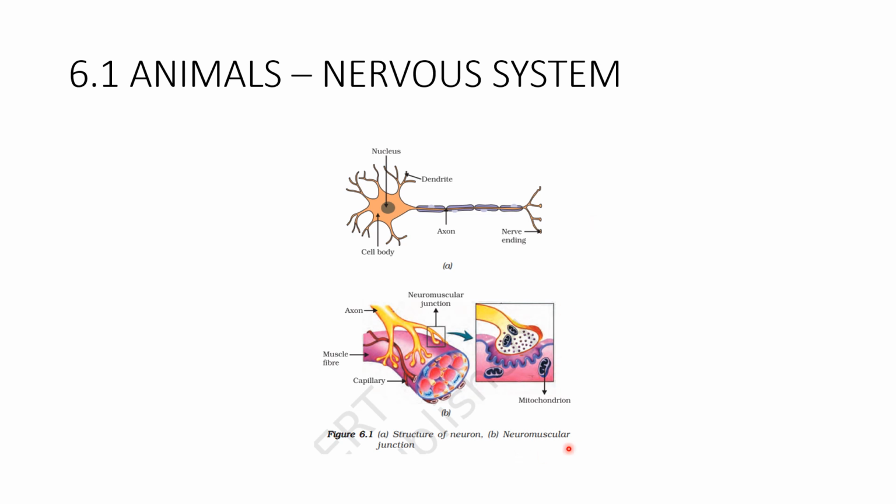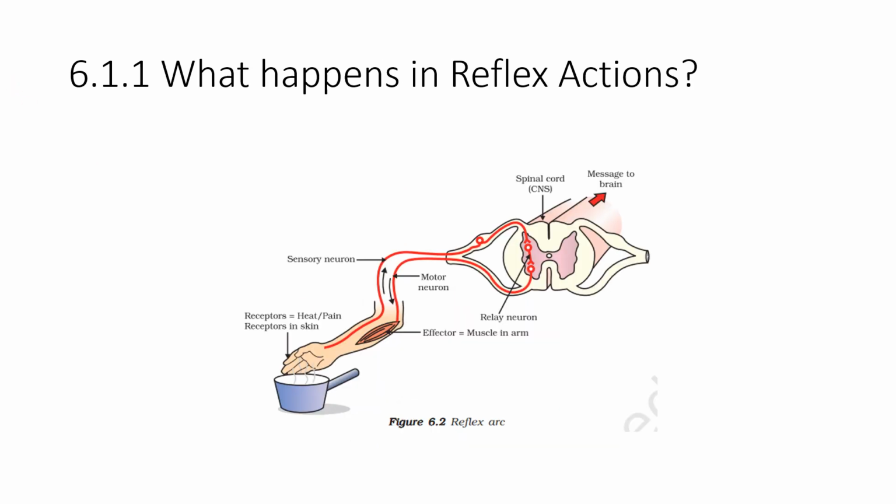And neuromuscular junction, you can see this is axon, okay? This is neuromuscular junction, right? So this is muscle fiber, capillaries, right? तो इसको थोड़ा अगर हम zoom करेंगे, so you can see this kind of a junction is formed. This is mitochondria, right? So let's see what happens in reflex actions.